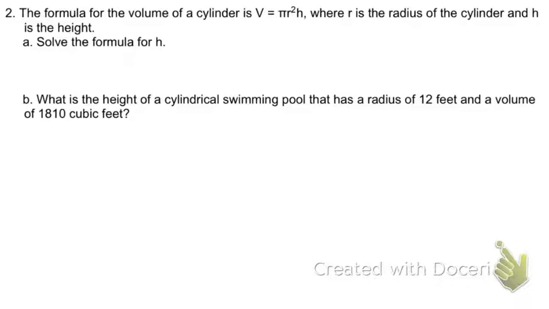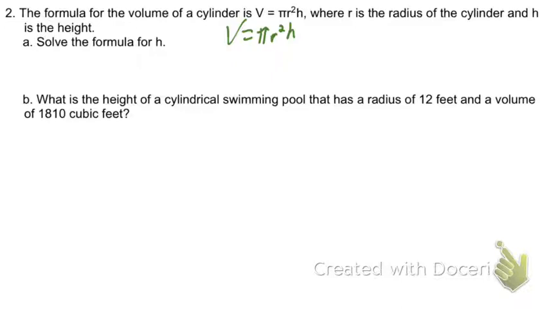Formula for volume of a cylinder. That's something we're going to do in here second semester. Volume of a cylinder is V equals pi r squared h, where r is the radius of the cylinder and h is the height. So we have this equation, V equals pi r squared h. And we're asked to solve the formula for what?